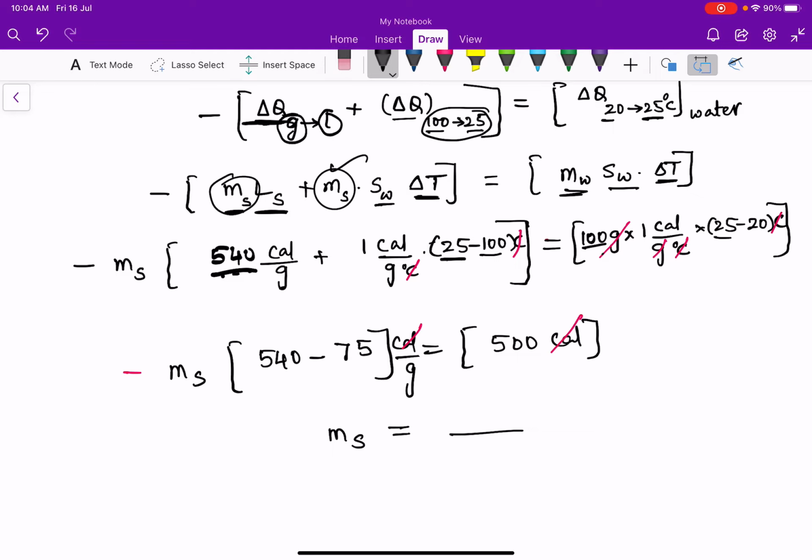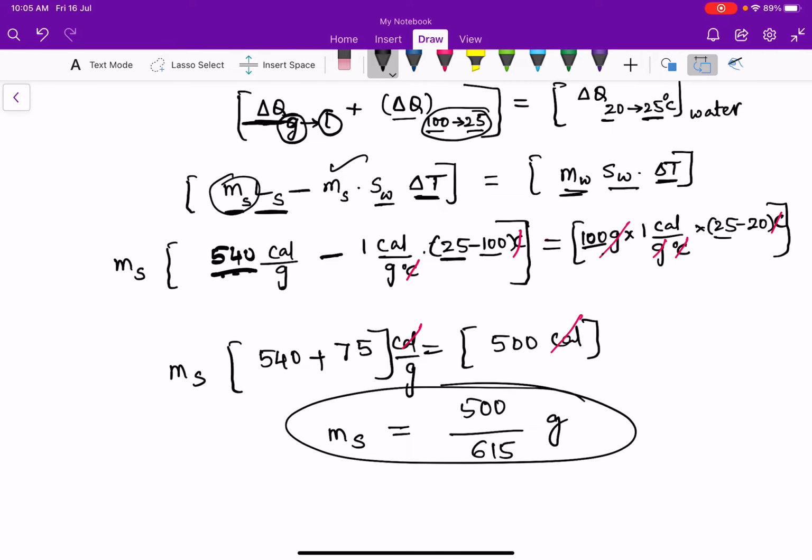Sorry, here this negative sign is only for heat lost. So minus of minus is plus. So 500 divided by 540 plus 75 is how much? 615 grams. So you will get the answer by solving this.